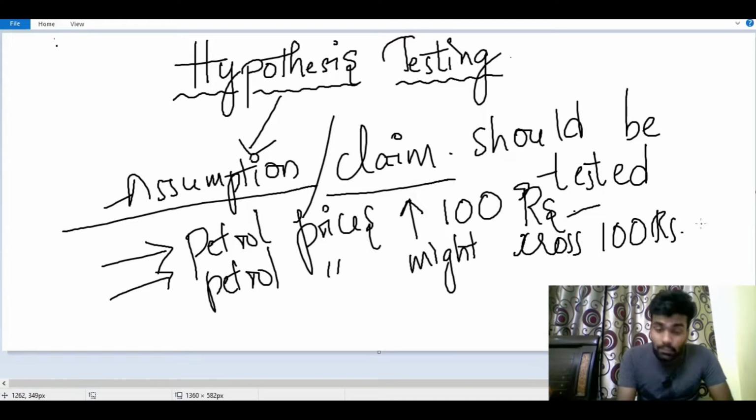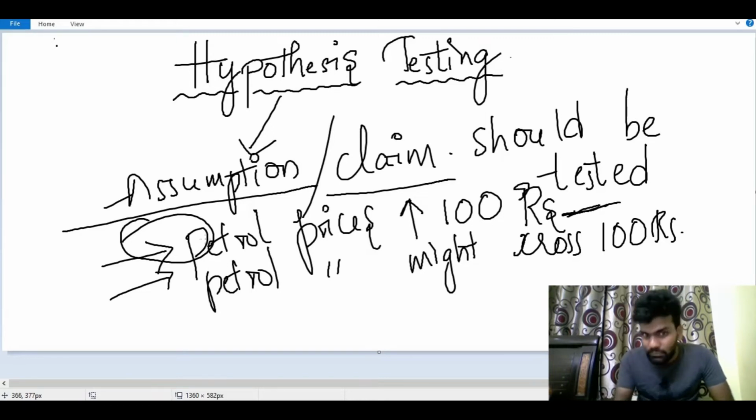If you check the first hypothesis, we are able to measure it. We are making a statement that petrol prices are greater than 100 rupees. We can collect the data of the existing prices available in different states and understand whether the petrol prices are greater than 100 or not. So this statement is testable, we can test it, and this can be called a hypothesis.